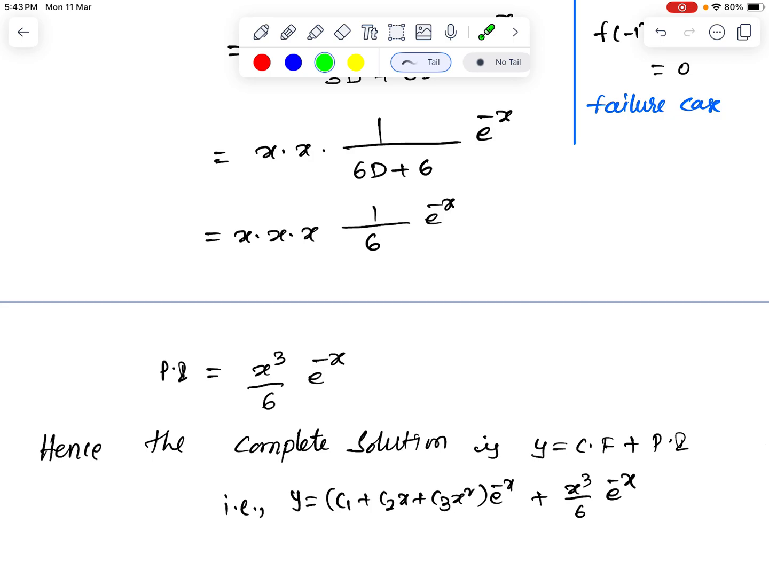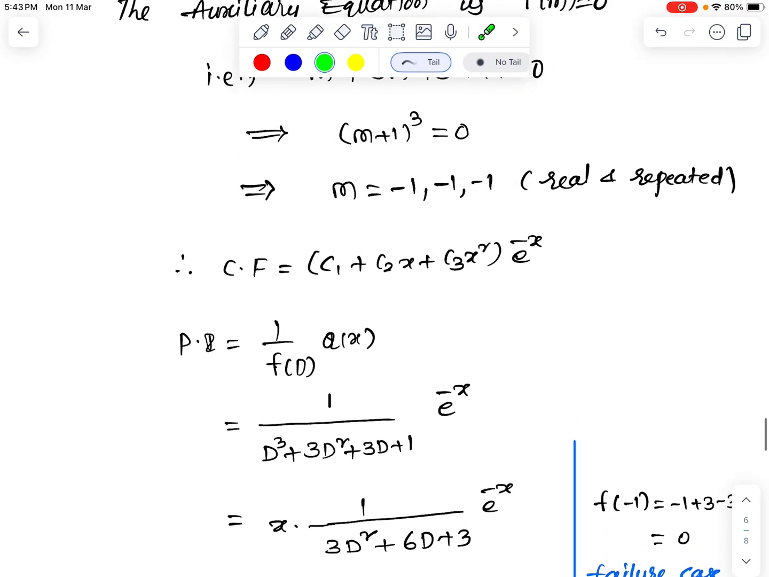I think you understood. These are the most important procedures for these two methods. One we discussed, the normal method, and another one we discussed, the failure case method. These two are most important for you.